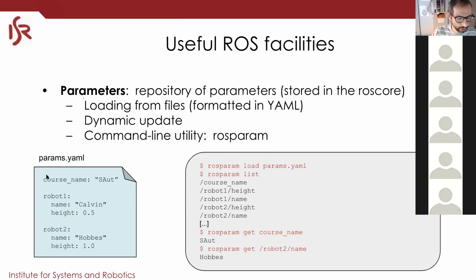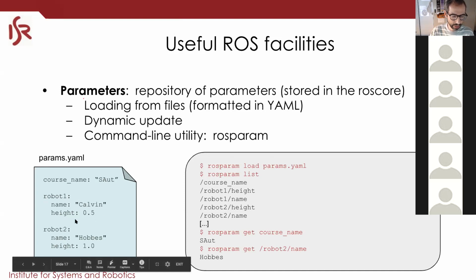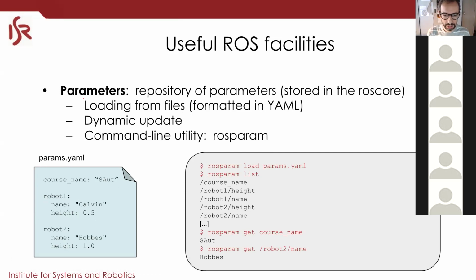This is an example of a set of parameters, okay? Course name is a string. You have robot1, with the name of robot1, Calvin, height of robot1 0.5, and the same for robot2. This is an example showing that you can have a hierarchy of parameters. So you can have multiple robots, each one with different parameters. That's really cool.